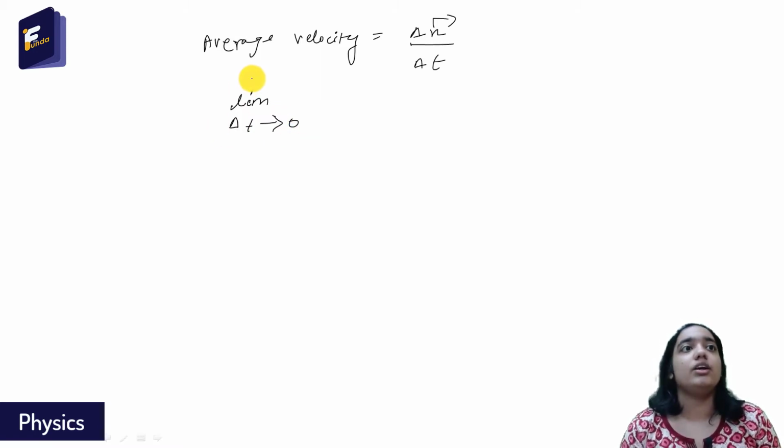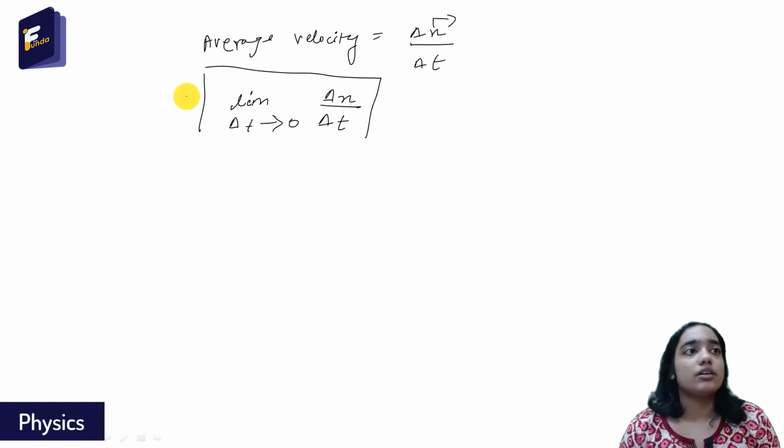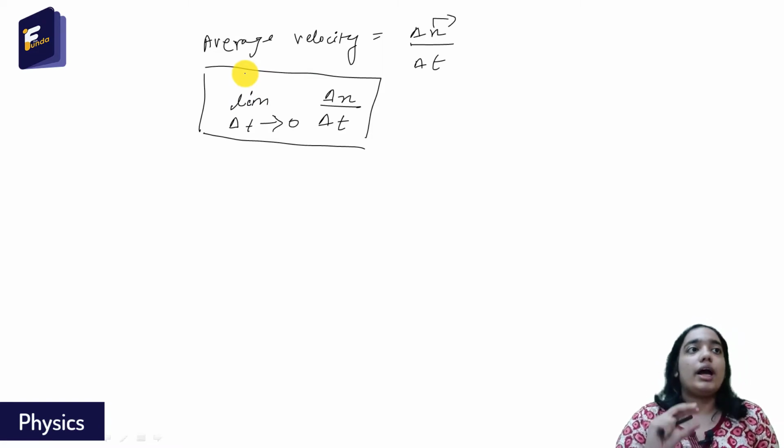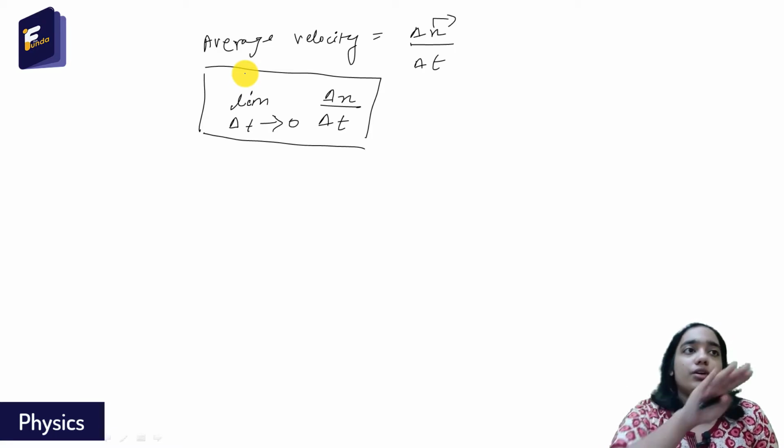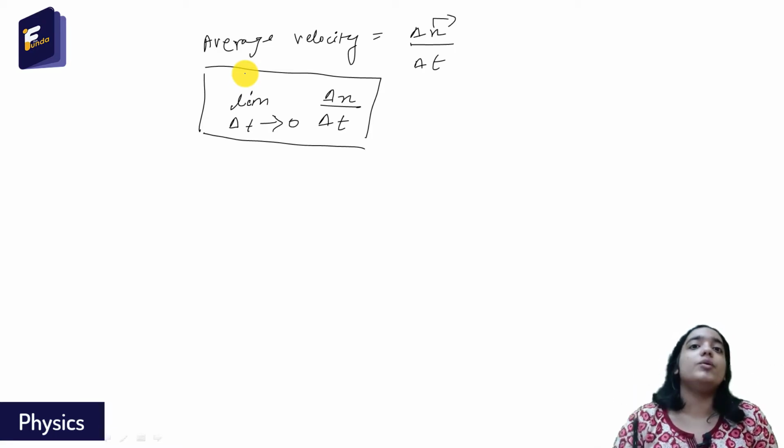We don't write delta t equal to 0, but we write limit delta t tends to 0. That means the change in time is very close to 0. And what is the formula? Delta x by delta t. So this is the formula for instantaneous velocity. Here delta t means the change in time, very close to 0, almost 0, meaning tends to 0. This is the way I am saying what the velocity will be after 0 seconds.